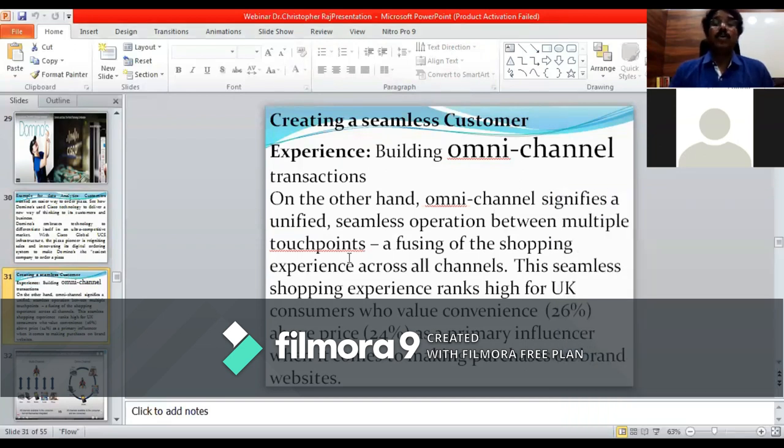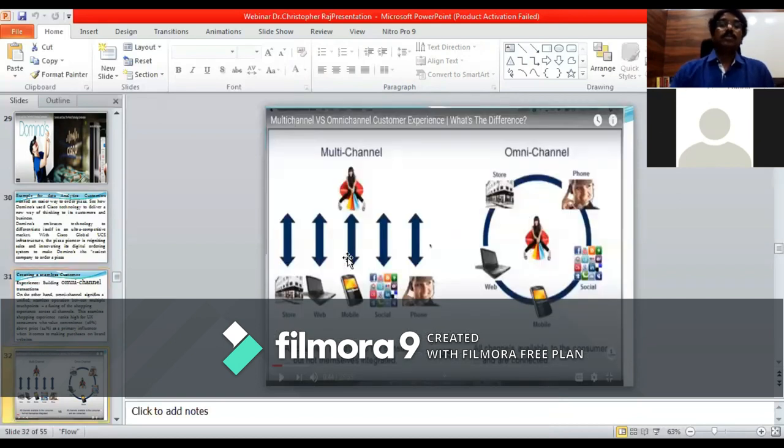On the other hand, omni-channel signifies unified, seamless operations between multiple touch points of shopping experience across all channels. This seamless shopping experience ranks high for UK consumers, who value convenience at 26%, above price at 24%, as a primary influencer when making purchases on brand websites. So this example shows that there is multi-channel and omni-channel.